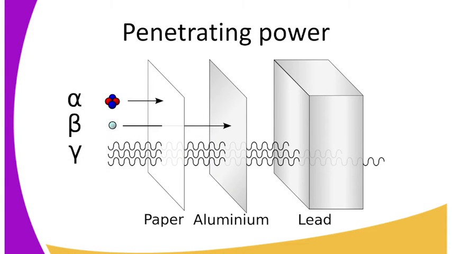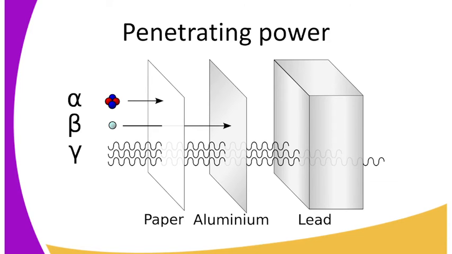So, what is penetrative power? Penetrative power of radioactive radiations can be determined by first placing a radioactive source a few centimeters away from a radioactive detector. As you can see, we have alpha, beta, and gamma.